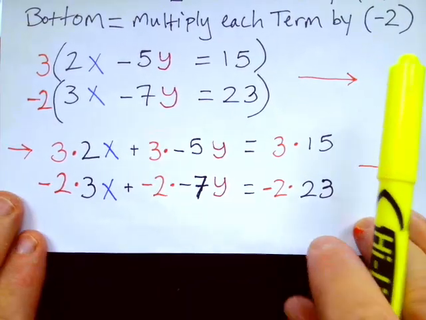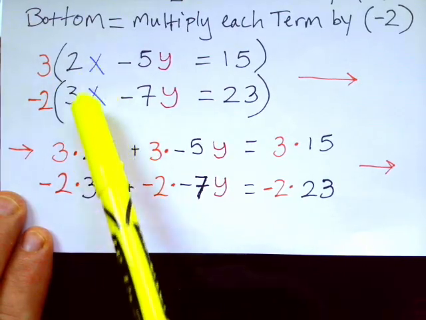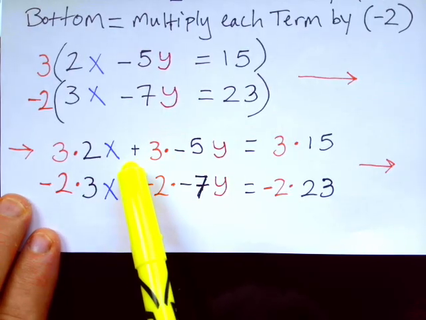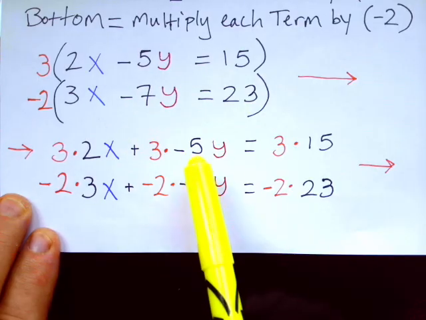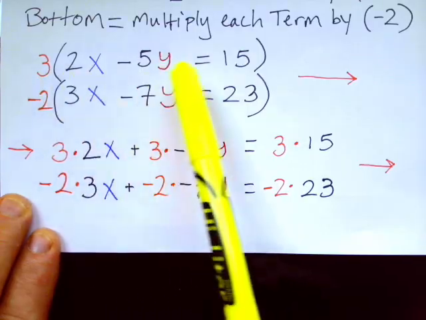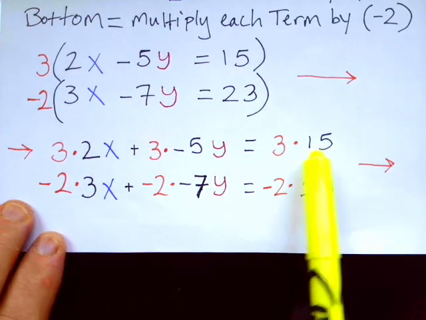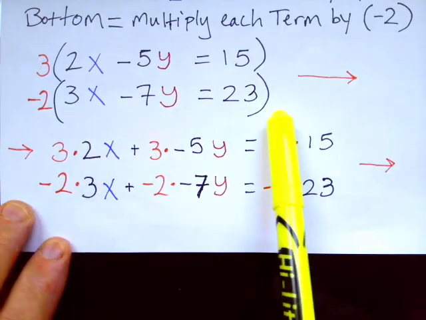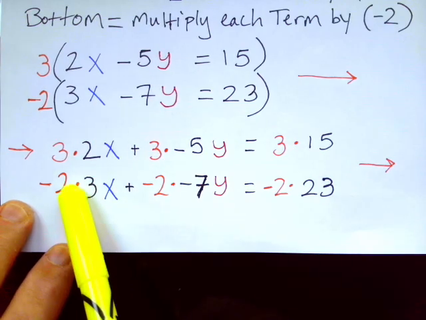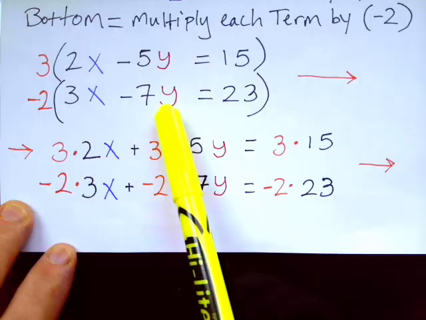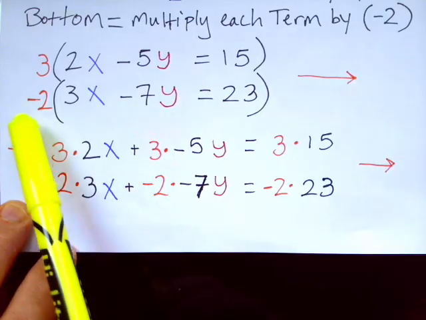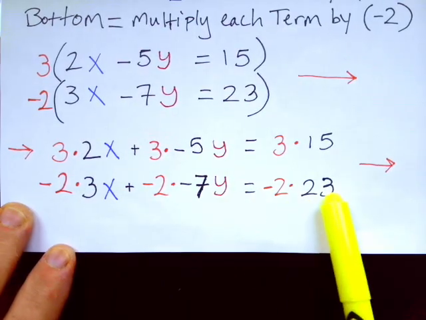And so I'm showing you this now. 3 times 2x. I can put a plus sign between any terms; it's not going to change a thing. Plus 3 times a -5y equals 3 times 15. I'm showing you that here. Then I'm going to multiply that -2 with each of these terms below. -2 times +3x, plus -2 times a -7y, equals -2 times 23. I'm showing you that here.